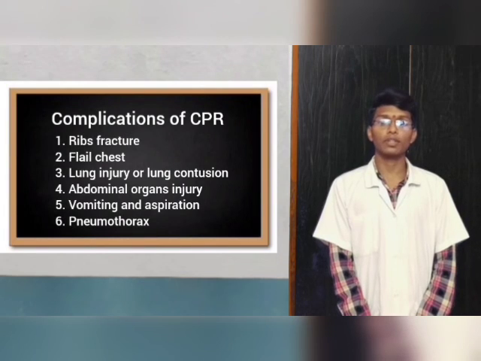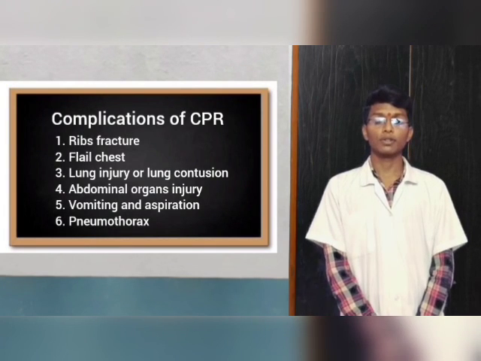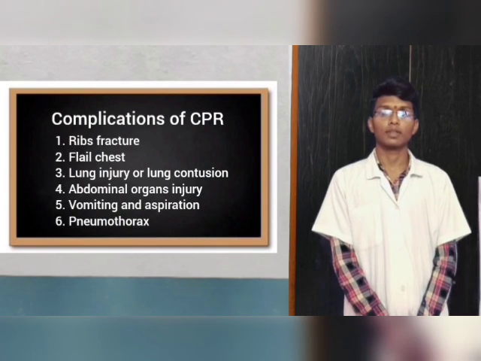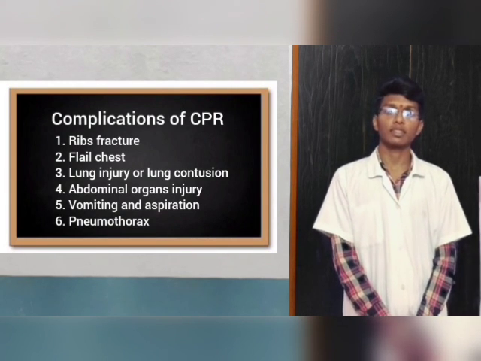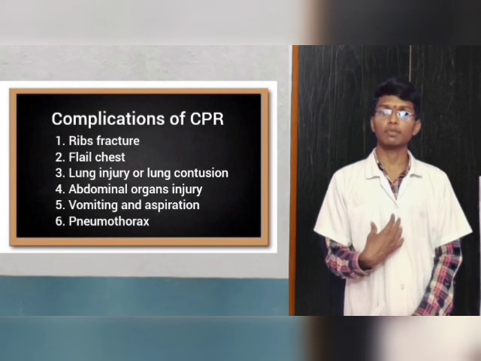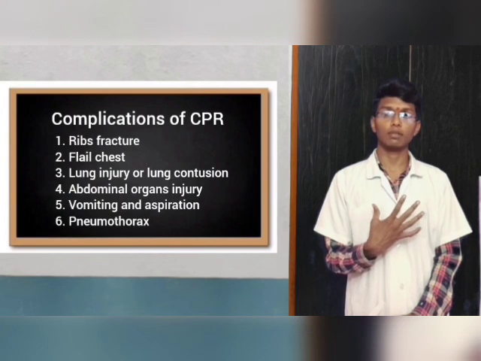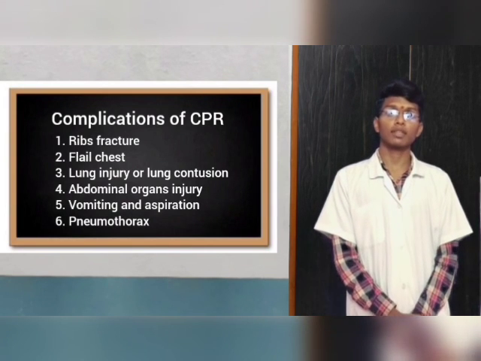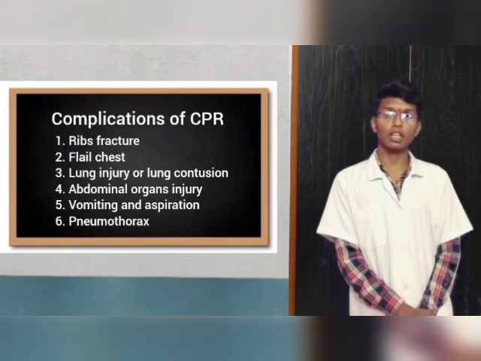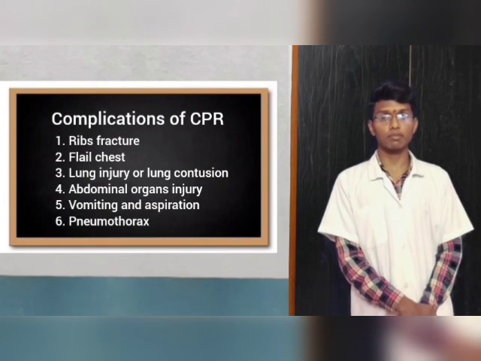Now let's talk about the complications of CPR. Due to the forceful compression, there may be some complications. For example, rib fracture, flail chest. Flail chest means the connection between ribs and sternum may be loose. After that, lung injury, abdominal organ damage, vomiting or aspiration, and pneumothorax. These may be the complications that arise.